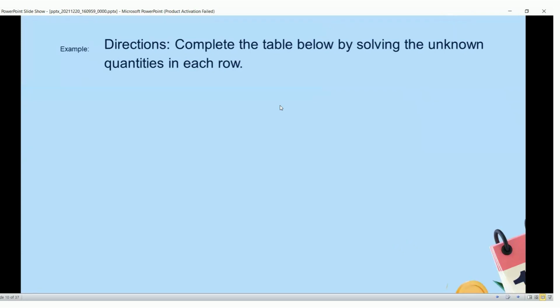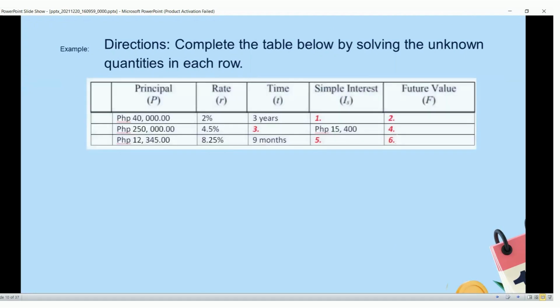So, may ise-solve tayo dito ngayon. Directions: complete the table below by solving the unknown quantities in each row. So, ise-solve natin yung naging activity natin sa Activity Number 1. Ang nawawala sa number 1 ay simple interest and future value. Sa number 2 naman ay future value. So, solve natin sila.